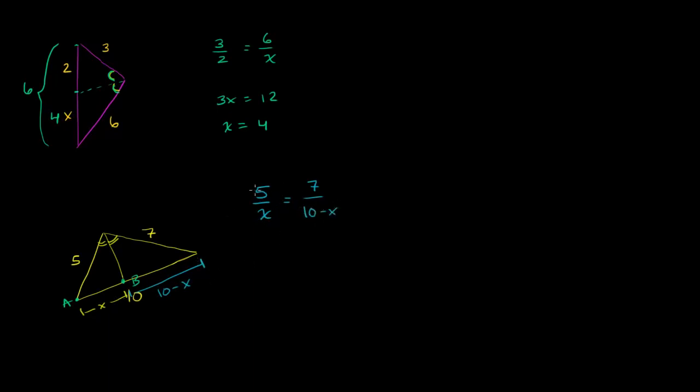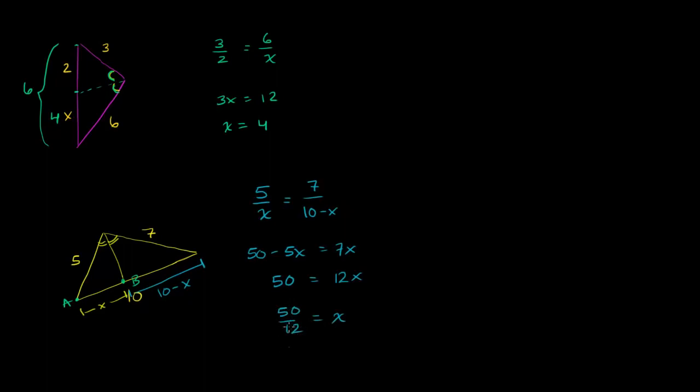And we can cross multiply. 5 times 10 minus x is 50 minus 5x. And then x times 7 is equal to 7x. Add 5x to both sides of this equation. You get 50 is equal to 12x. We can divide both sides by 12, and we get 50 over 12 is equal to x.